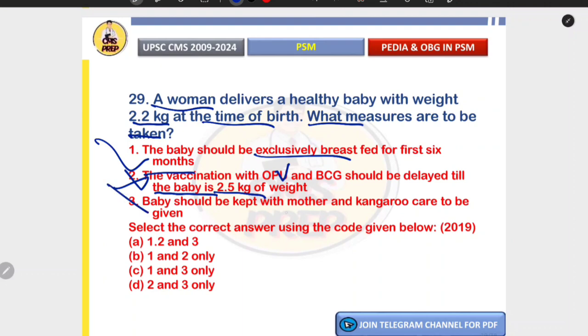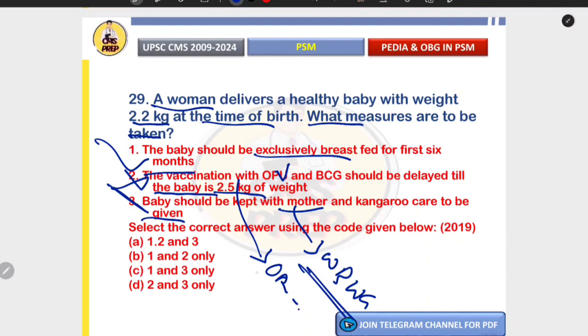The baby should be kept with mother and kangaroo care to be given. Yes, it is also correct. Skin to skin contact or kangaroo mother care helps with warmth, bonding and weight gain in small babies. Okay. But vaccinations OPV and BCG should not be delayed. Even if the baby is under 2.5 kg, they are given regardless of weight. So the correct option is 1 and 3.